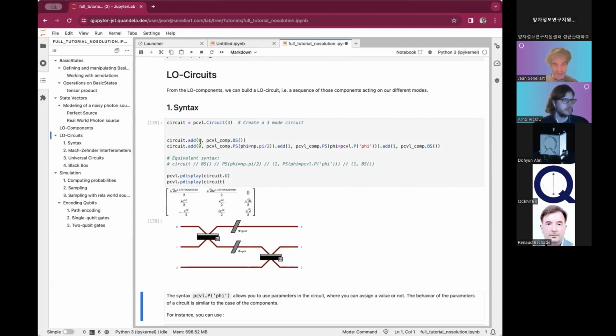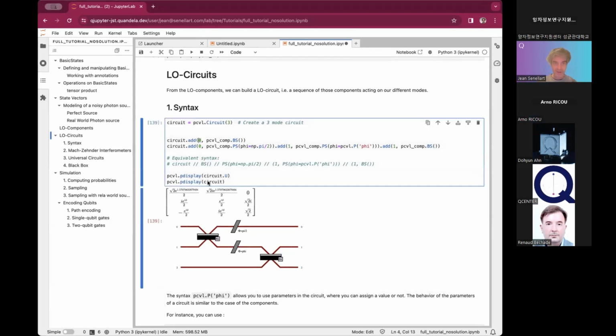The syntax is add, then there is the position of where you add. The position is from 0 to the number of modes. My circuit has 3 modes. So I'm adding my first component, a beam splitter, on the first mode. Then I'm adding a second component, a phase shifter with a phase of pi over 2, on my first mode. Then I'm adding another component here, with a parameter phi. And then I'm adding a new beam splitter on mode 1.